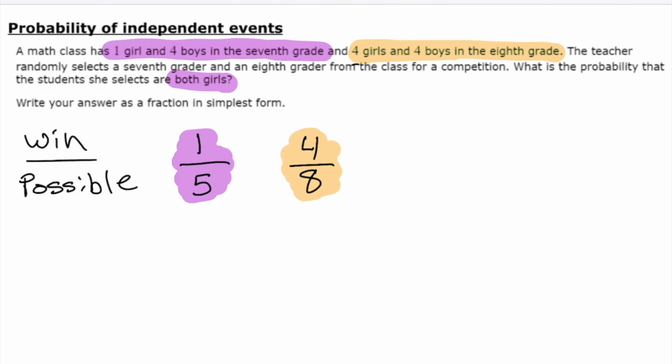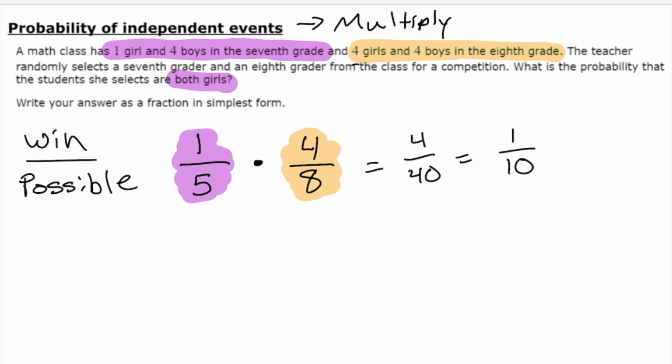And now we have to think, what should we do with these two fractions? We have two fractions, but we can't have two answers. We need one answer that shows the probability that she selects both girls. Well, we really have 4 options here. We can add, subtract, multiply, and divide. The answer for independent events is to multiply. We're going to figure out what our answer is first before I explain why we multiply. So if we multiply these things, we will get 4 over 40, which is the same thing as 1/10.